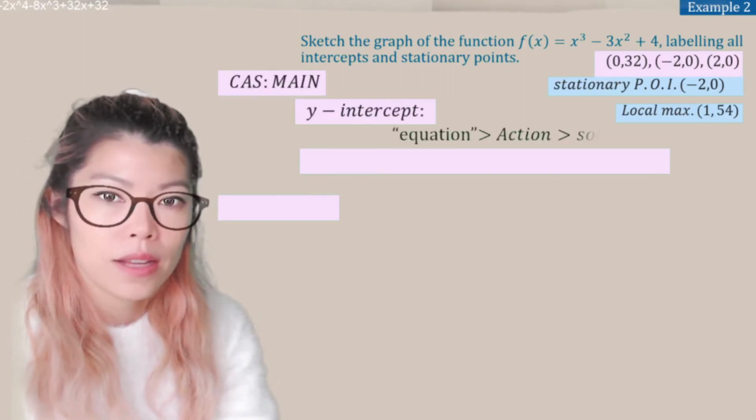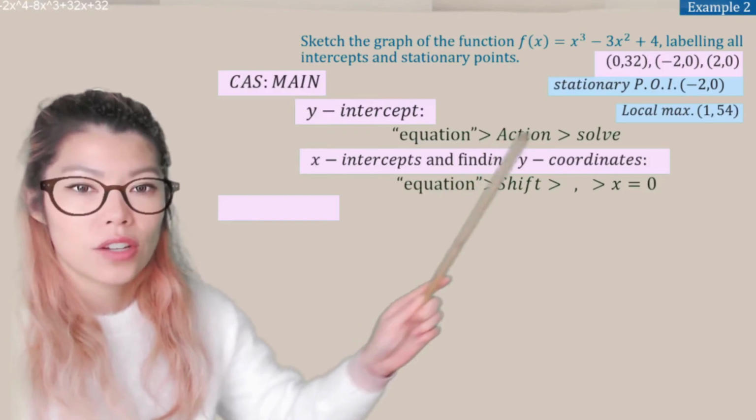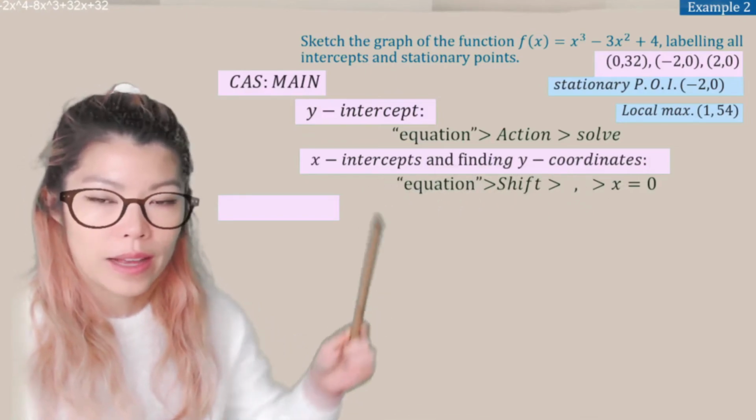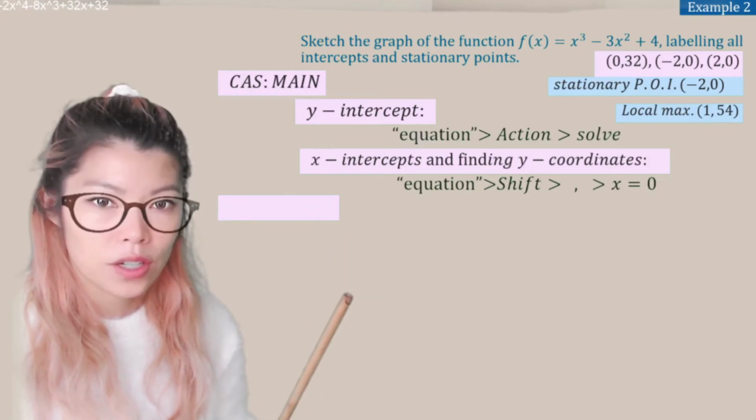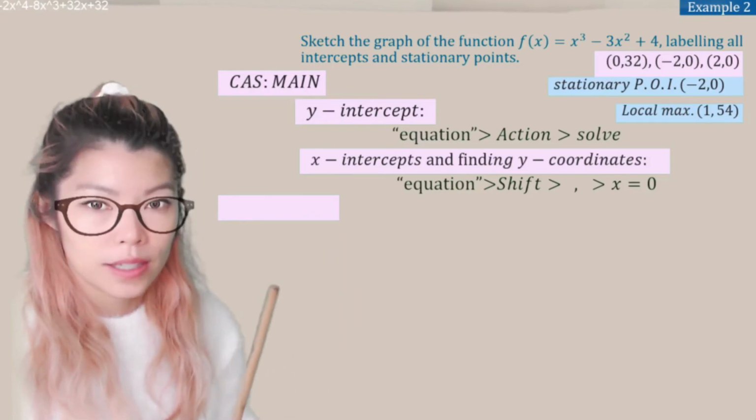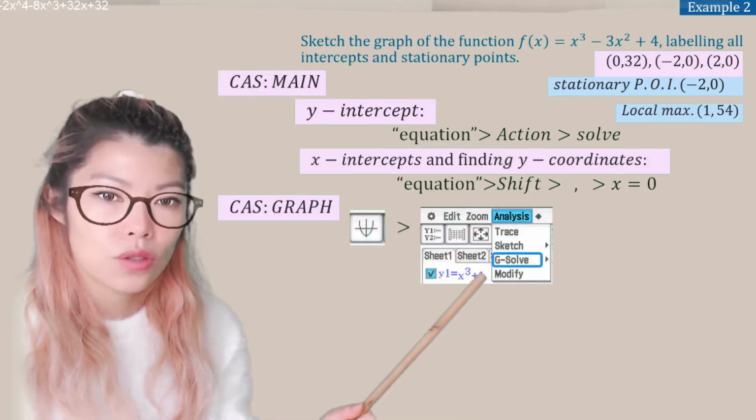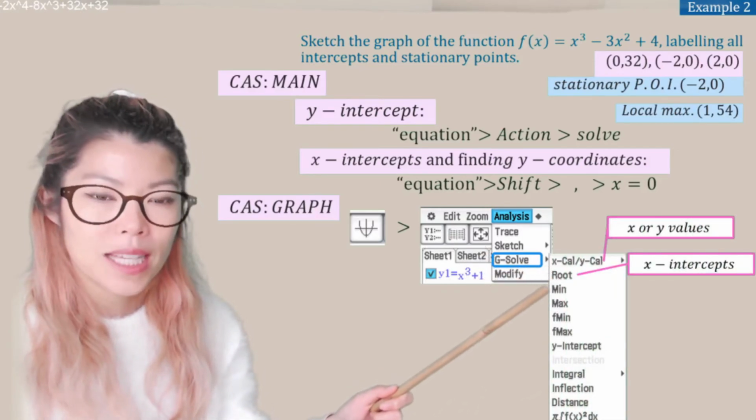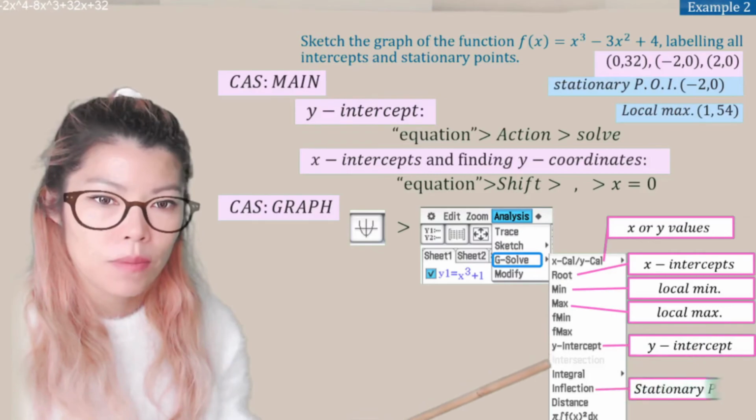So with the CAS in main, you can find the y-intercept and the x-intercept by typing the equation or the expression and going action solve for the y-intercept and shift comma to bring out the bar, x equals 0 for the x-intercept. And then we use the action differentiate function to find the derivative. But I'm going to show you in a second that you can also use the graph function, where you hit that button, and then if you hit analysis, there's so many things you can do under G-solve. You can find x and y values, then root means x-intercept, minimum means local minimum, maximum means local maximum. You have the y-intercept there, and you have the point of inflection.